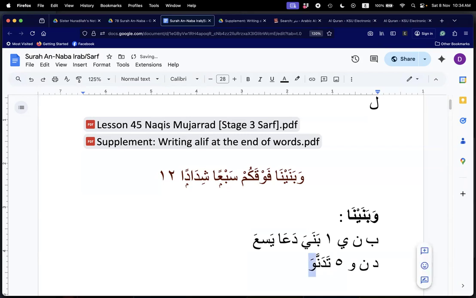So how do you write this? With wow, we're going to write alif maksura. Yes, always alif maksura. See, that's why I say it doesn't matter whether it's wow or ya. Clear? Okay. Sister, can you please also write the mudari version of da?